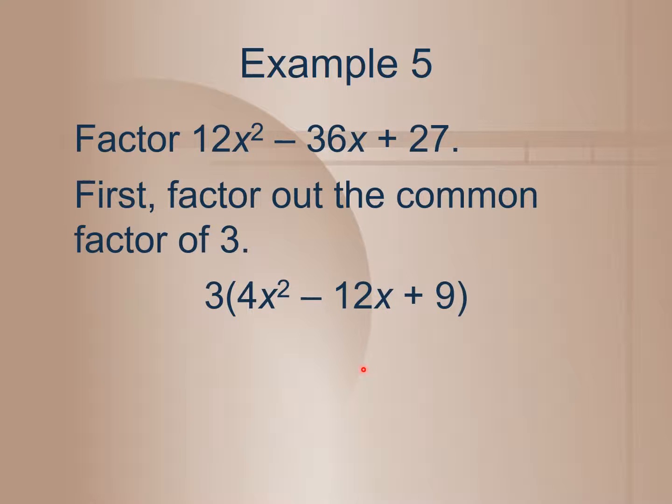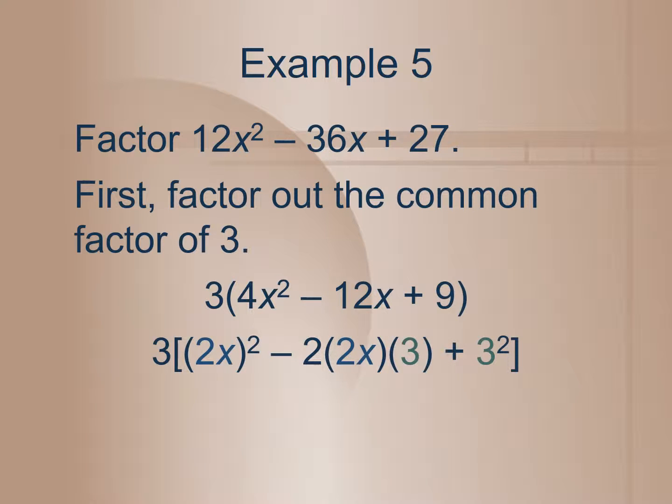So now I want to see, could this be one of my special patterns? Well, 4x squared is a perfect square, right? Because that's 2x squared. 2x squared makes 4x squared. So when I say 2x squared, I mean parentheses, 2x, close parentheses, and then squared, right? And then 9 is also a perfect square because the square root of 9 is 3. So now the question is, is that middle term twice the product of the square root of the first term times the square root of the last term?